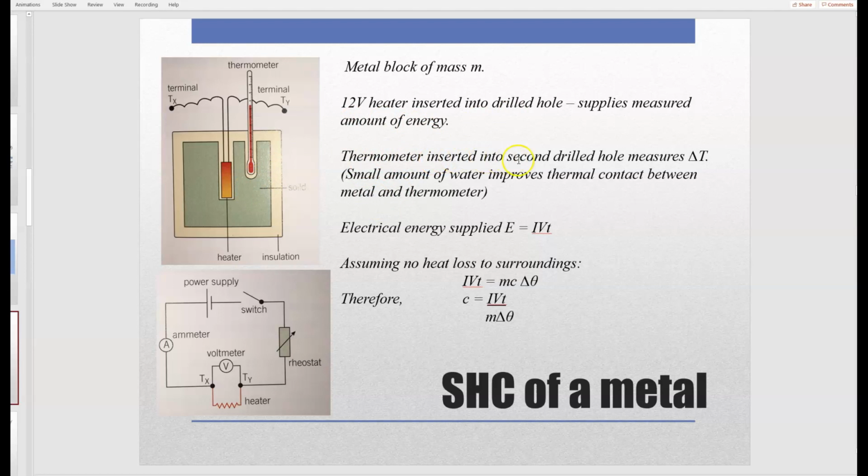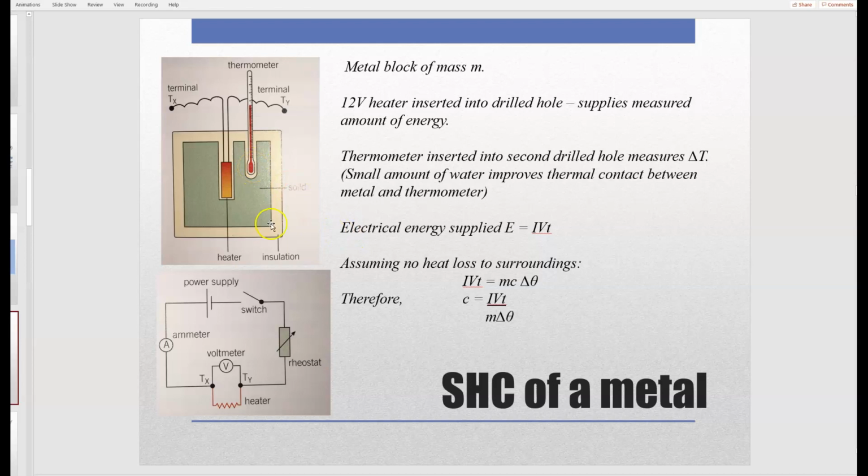Now the thermometer is inserted into the second drill hole and measures the change in temperature. It doesn't work very well if you just measure it, because it's measuring the air here. So often you can put some Vaseline or some water in there so that it measures the metal, heats the fluid, and then the thermometer measures the temperature of the fluid, because it's better. It covers the ball then at the bottom.